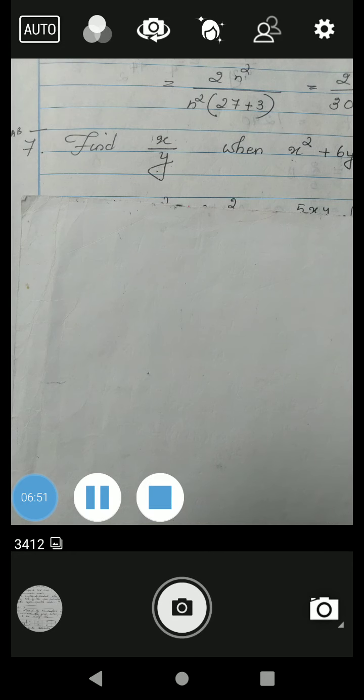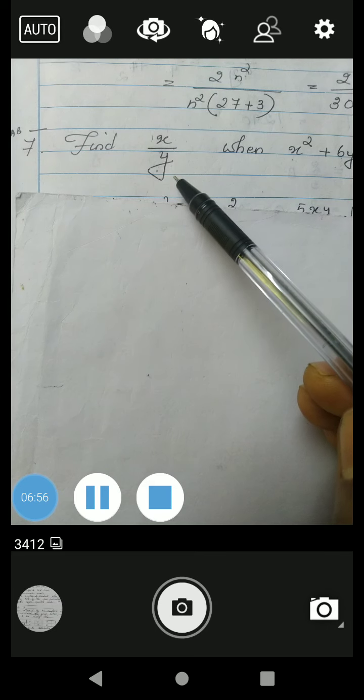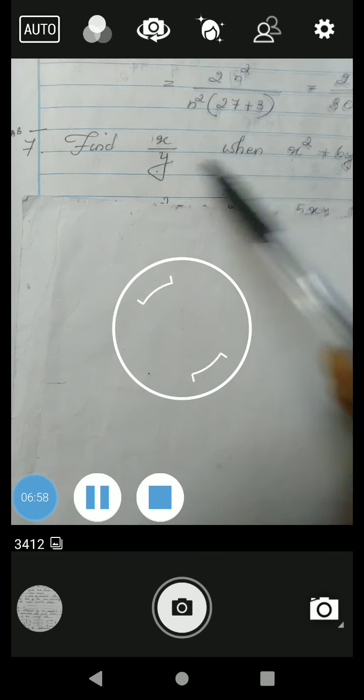Now next question. Find x by y, 5 and 6 homework. Find x by y when x square plus 6y square equal to 5xy.